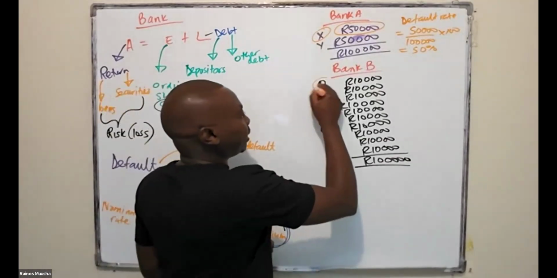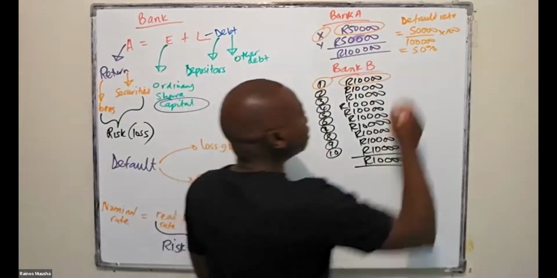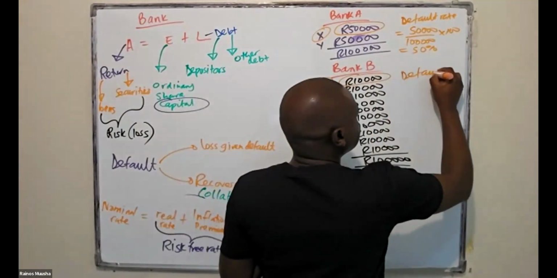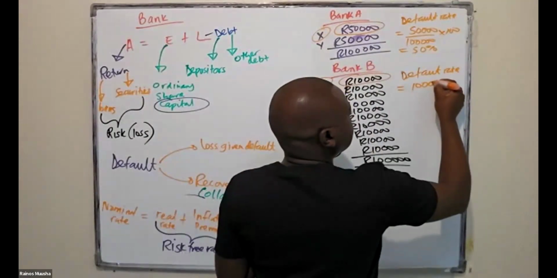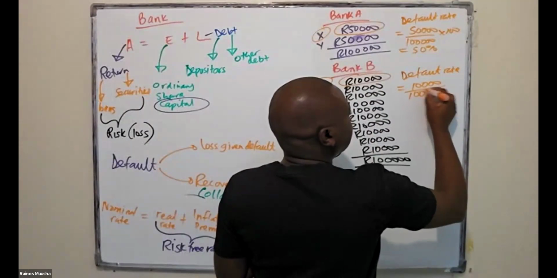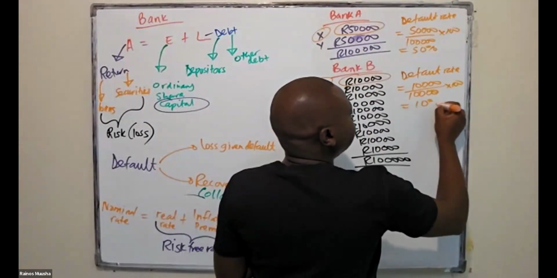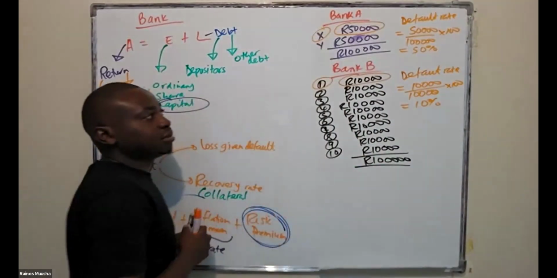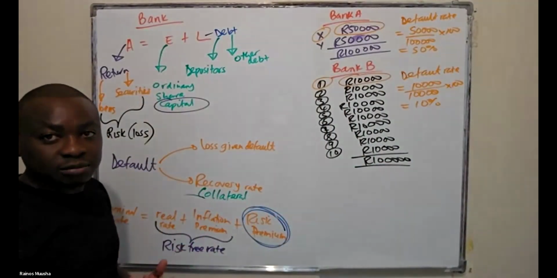Which means when you look at this now, if customer one ends up defaulting on their 10,000 loan, your default rate in this case is going to be 10,000 of the total loans worth 100,000, multiplied by 100, which means your default rate in this case is 10%. So do you see where the concept of concentration risk comes in?